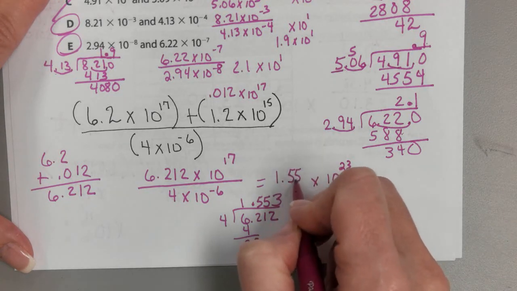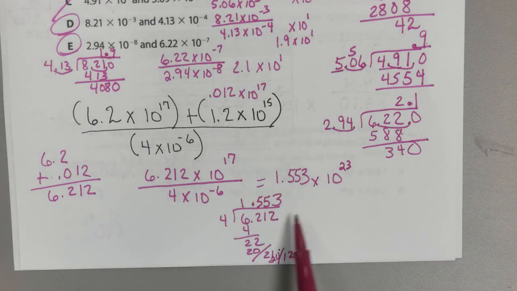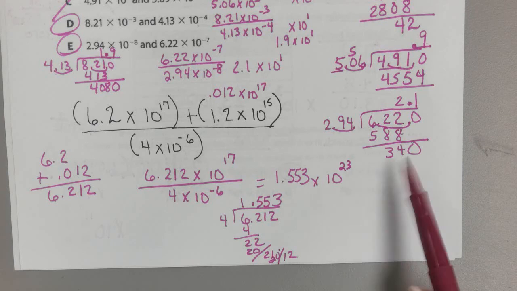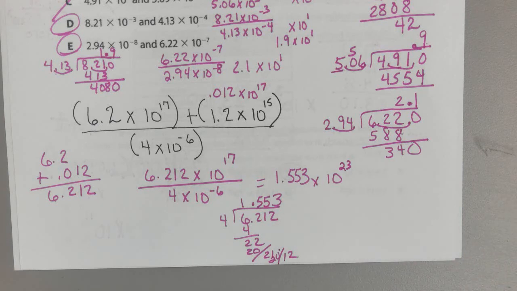And 4 into 12. 3. And if I remember right, on your quiz, all of the choices had 1.553. It was a matter of exponents, whether you picked that right or not, if I remember correctly.